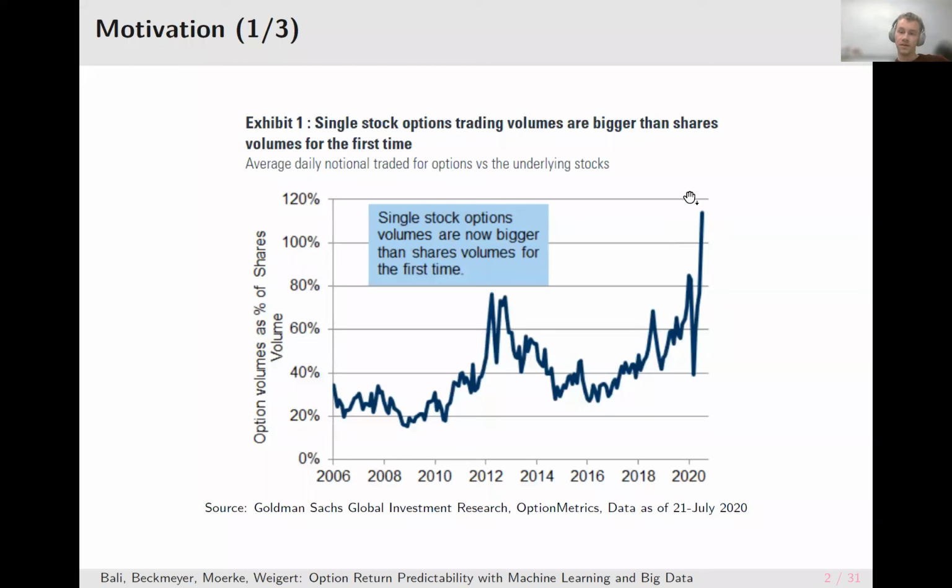So during the onset of the coronavirus sell-off, we see that the option volume actually exceeded the volume transacted in the underlying stocks, right? So this kind of warrants a closer look at what happens in option returns and whether we can find ways to actually make informative statements about future option returns.